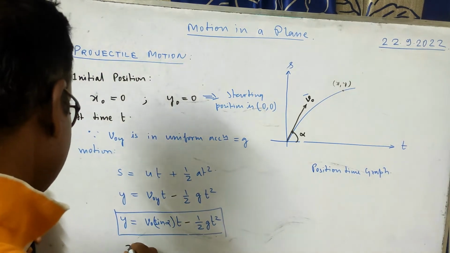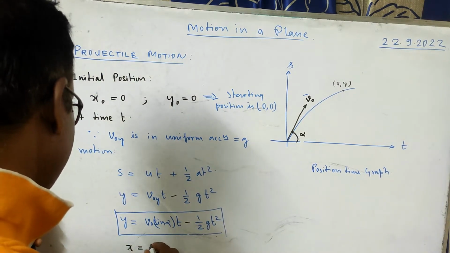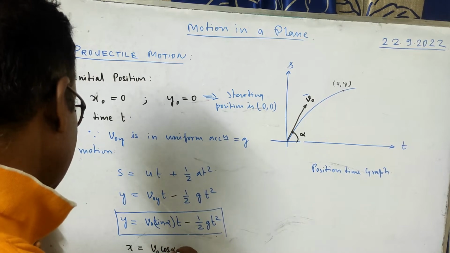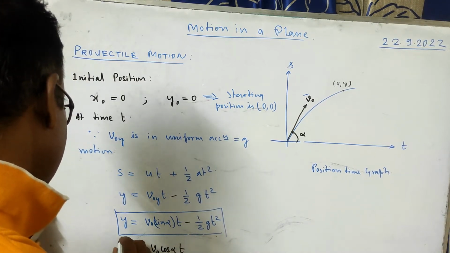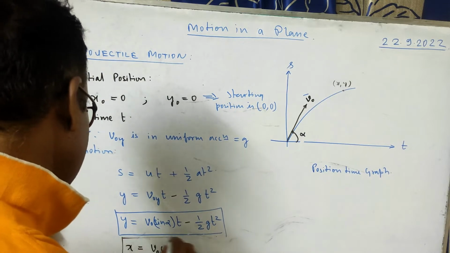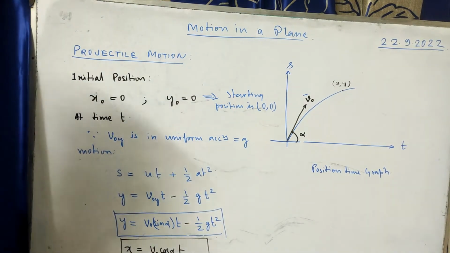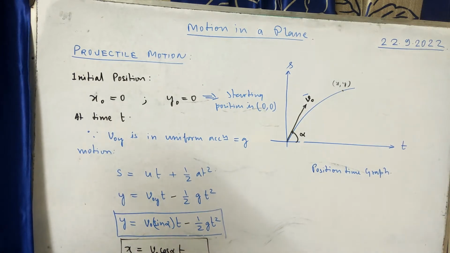X is what? X, we have got it as v0 cos alpha t. So x comma y I know. That means I know the position. X comma y means the position of the particle and of the object.